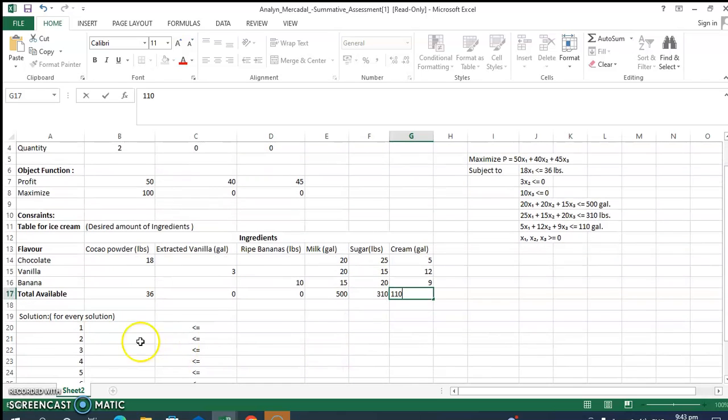So, solution for every concentrate. So, I wrote this wrong.